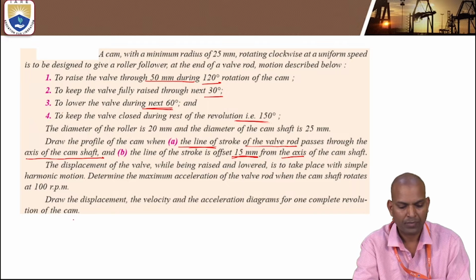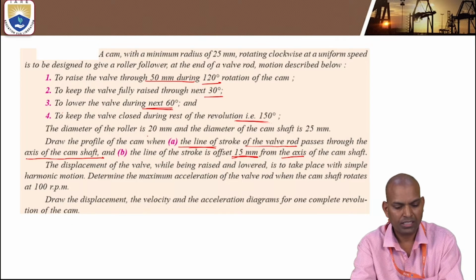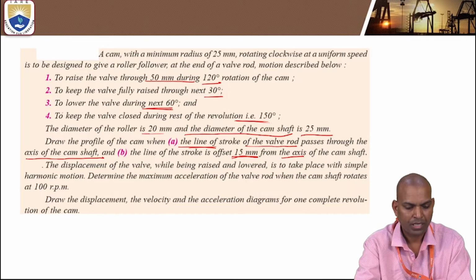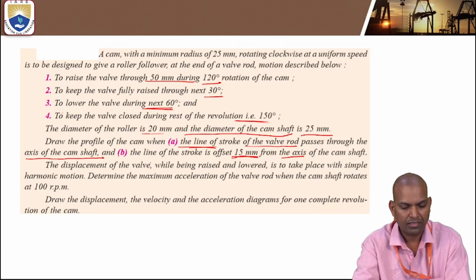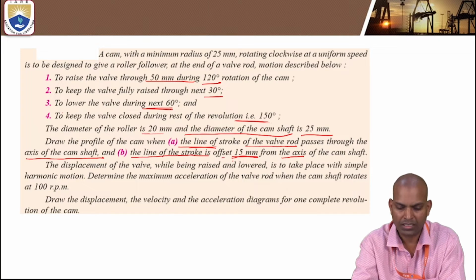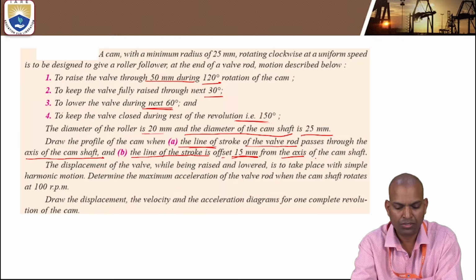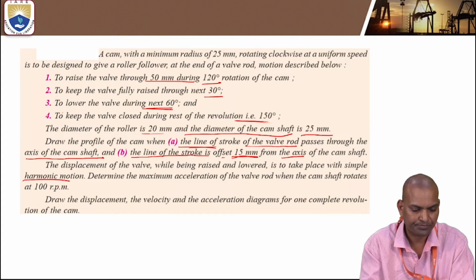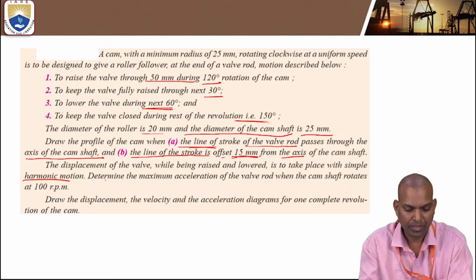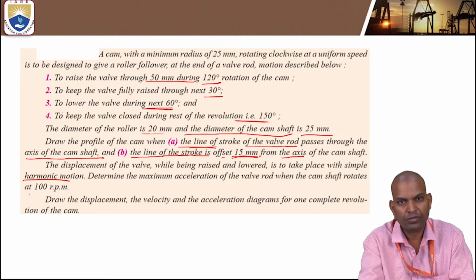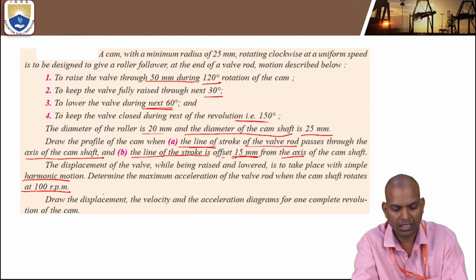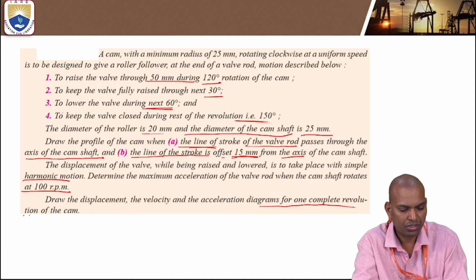that is 150 degrees. The diameter of the roller is 20 millimeter and the diameter of the camshaft is 25 millimeter. Draw the profile of the cam when the line of the stroke is offset 15 millimeter from the axis of the camshaft. The displacement of the valve while being raised and lowered is to take place with simple harmonic motion. Determine the maximum acceleration of the valve rod when the camshaft rotates at 100 rpm. Draw the displacement, the velocity and the acceleration diagrams for one complete revolution of the cam.